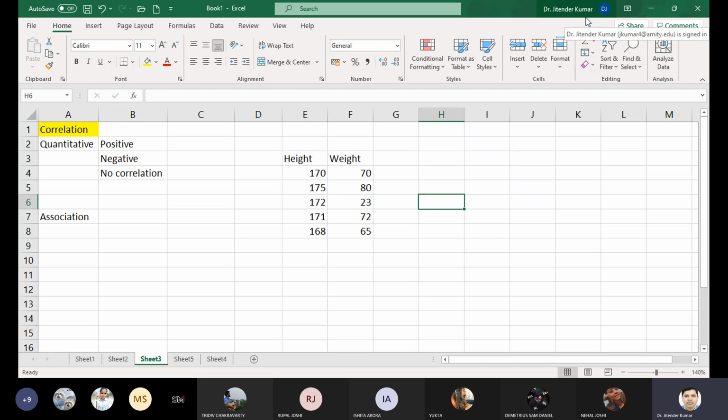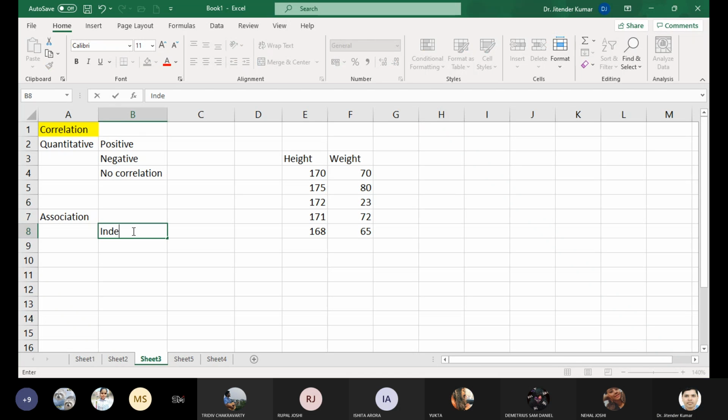Now, one very important thing: whenever you are studying correlation, you always study correlation between two variables. One variable out of these two is called the independent variable, and one is called the dependent variable. The dependent variable is basically one that depends on something, and the independent variable is a variable that does not depend on the other variable.